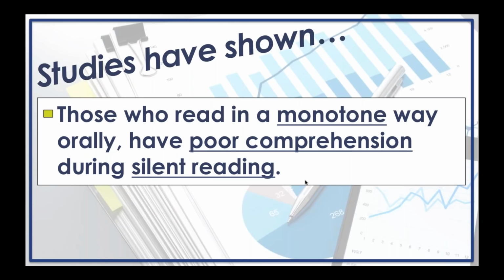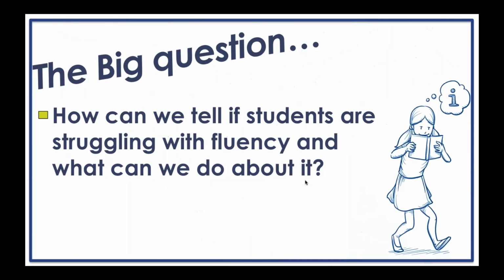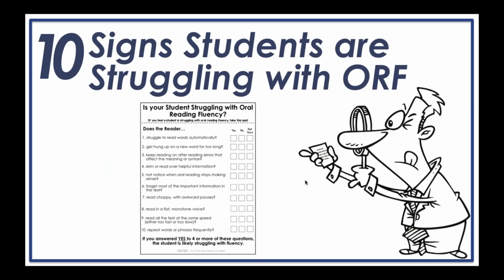They're not reading with automaticity, and they're spending a lot of brain power trying to decode and read each word as they go. So they're probably going to be struggling with their silent reading and with their comprehension. So the big question is, how can we tell if students are struggling with fluency, and what can we do about it? So I have some signs for you.